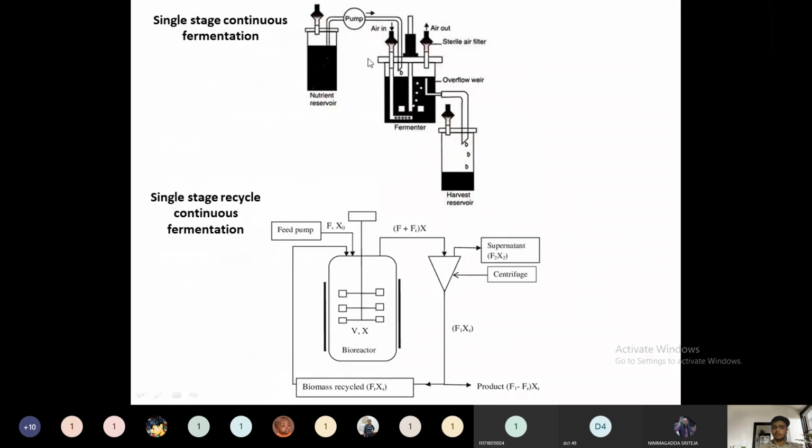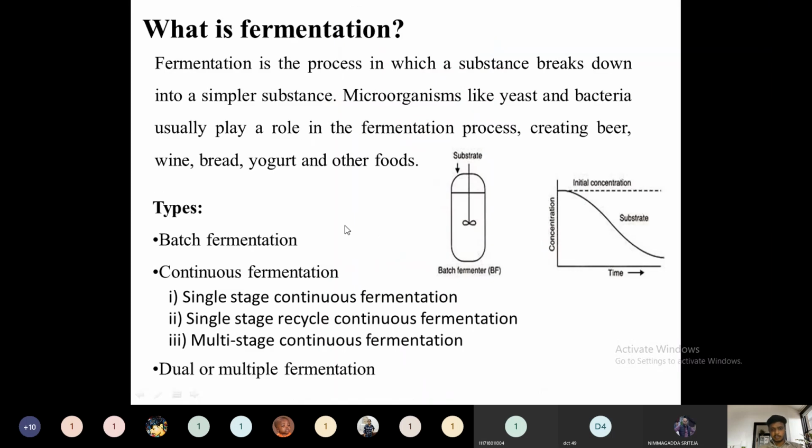And then the continuous fermentation process. The first one is the single stage continuous fermentation process. First, we have to discuss the advantages and disadvantages of the batch fermentation process. As you can see, the advantages of the batch fermentation process are that it is very simple. There are no moving parts, no continuous addition, and no continuous withdrawal of the product. So this will require less space. There are also fewer chances of contamination. Why?